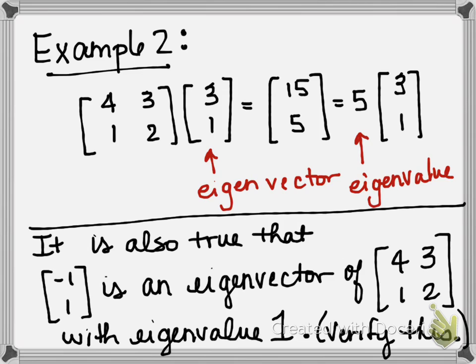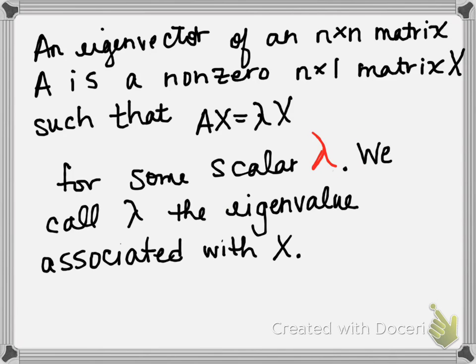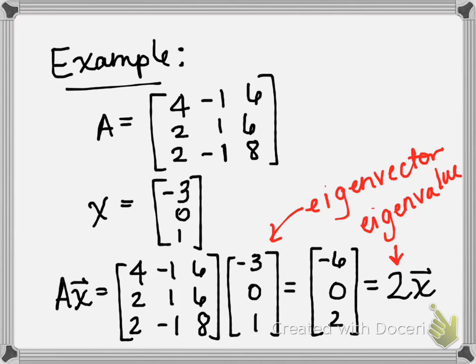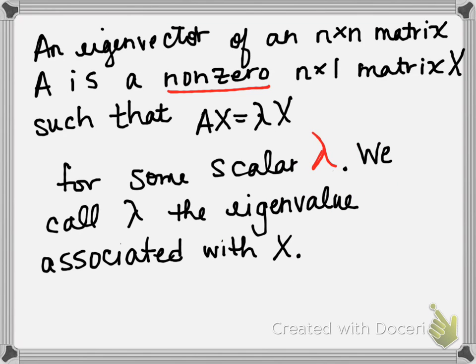So one thing that I forgot to just emphasize is that in this definition, notice that in order to be an eigenvector, the matrix must be non-zero. So it can have zeros in it, as in this example here, but it can't be all zeros. Okay.